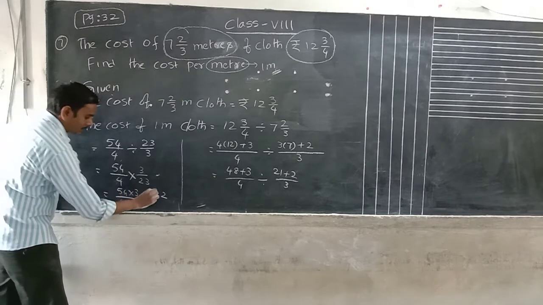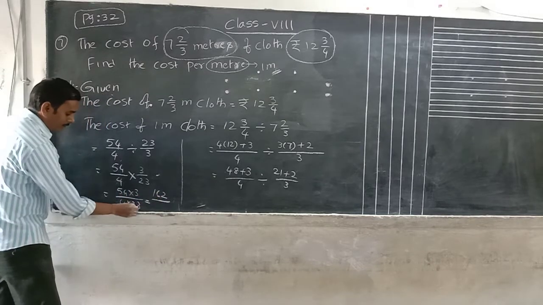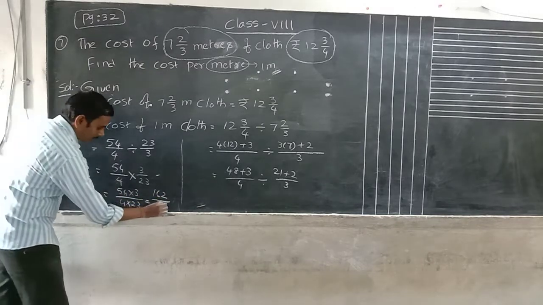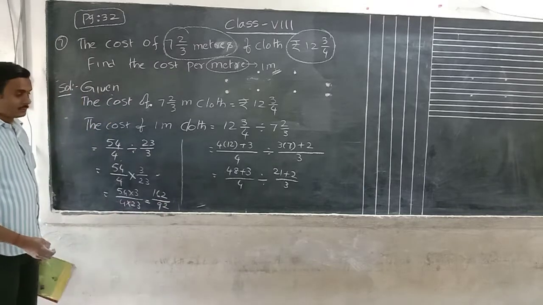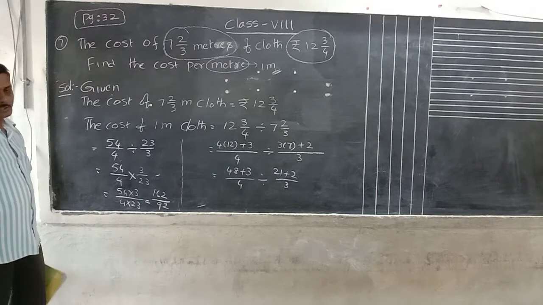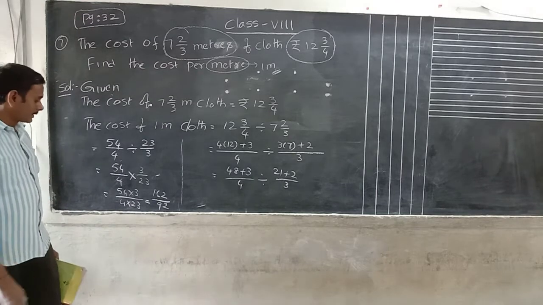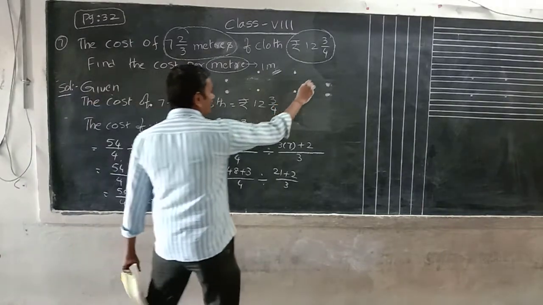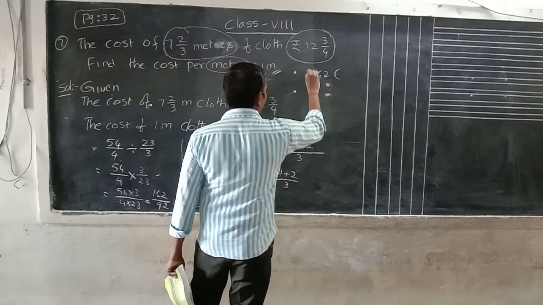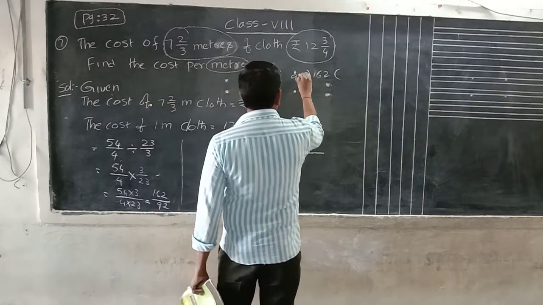153 by 92. 4 threes are 12, 4 twos are 8, 9, so 92. But the answer is to be given as a mixed fraction. Convert into the mixed fraction. Okay, 153 divided by 92.